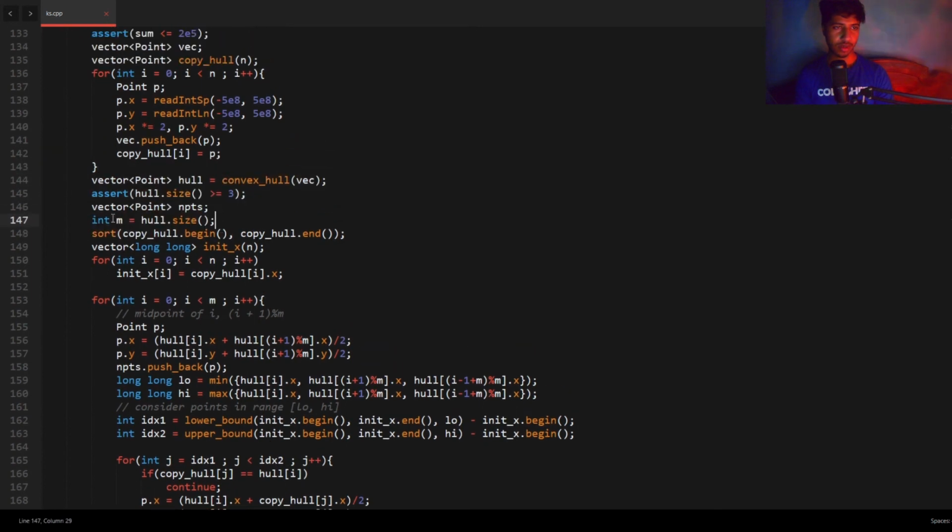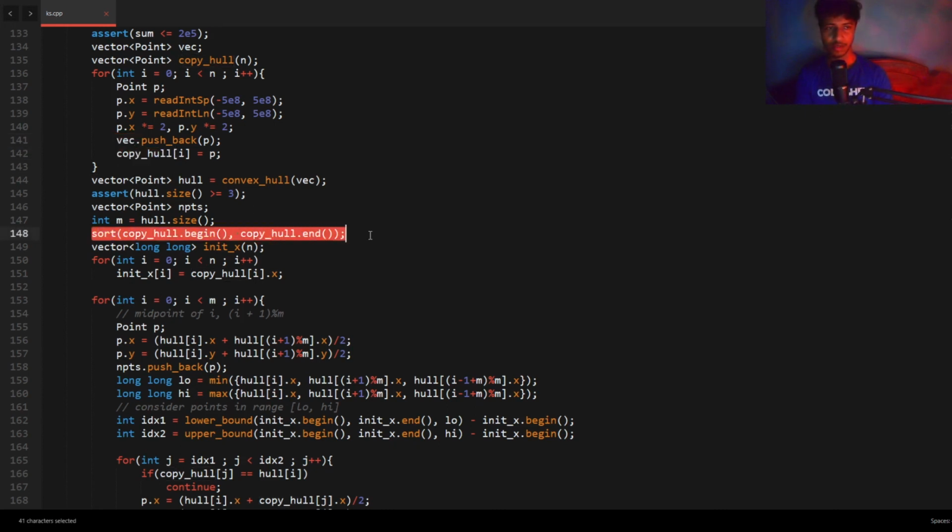Yeah, so copy hull is the vector that keeps all the points in a sorted order. Why? Then you find the left and the right index for each triangle ABC. For each triangle you find the lower and the maximum index of the points that you need to consider. So that is why you use this copy hull.